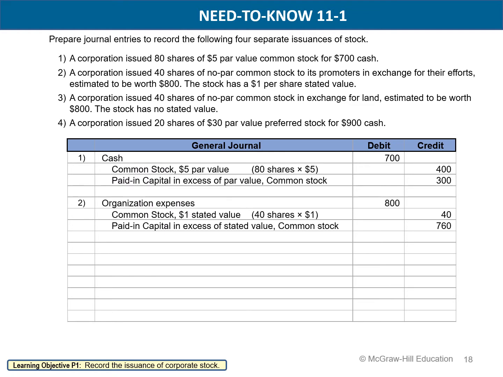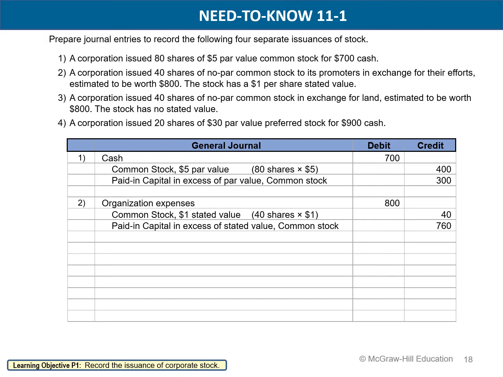All right, so if the corporation issued 40 shares of no par value stock to its promoters, estimated to be worth $800, and it has $1 per share stated value. So they're issuing the stock basically in exchange for the expenses. So you're going to have a debit of $800 to organization expenses. They tell you that it has a stated value of $1. So you're going to take 40 shares times $1, and that's going to be your credit to common stock, and then the difference goes to your paid-in capital as a credit.